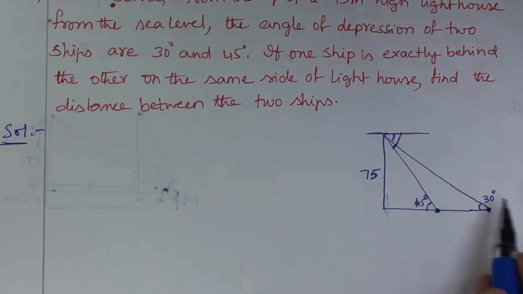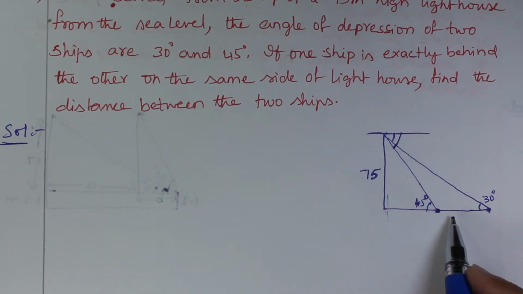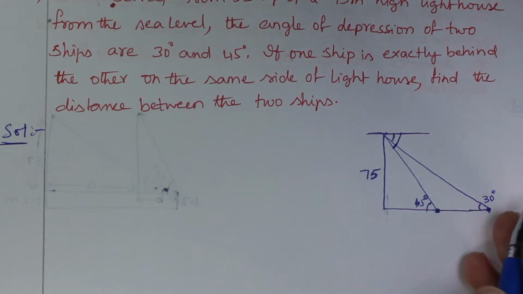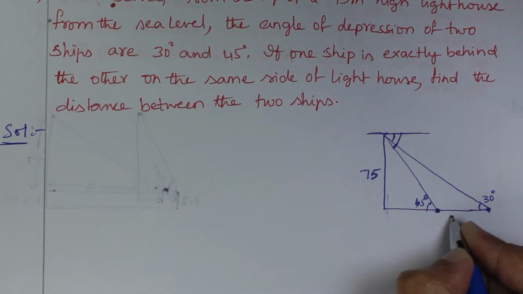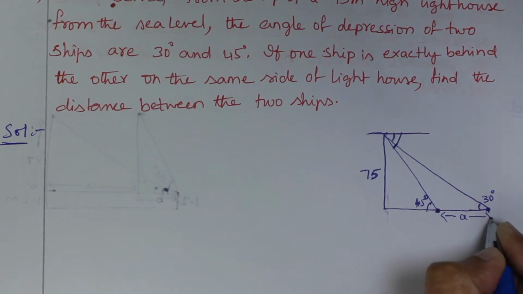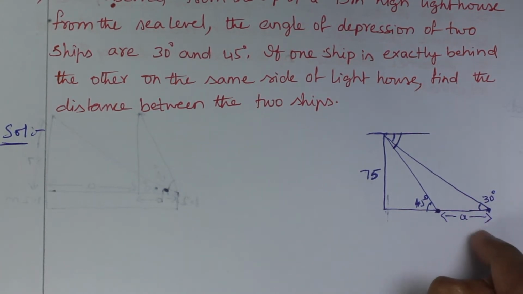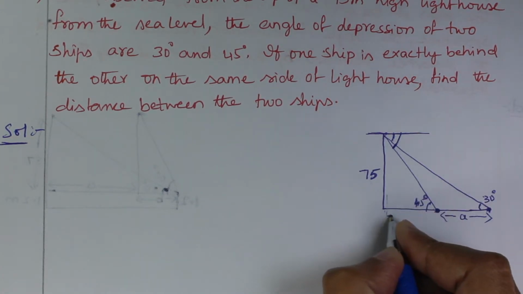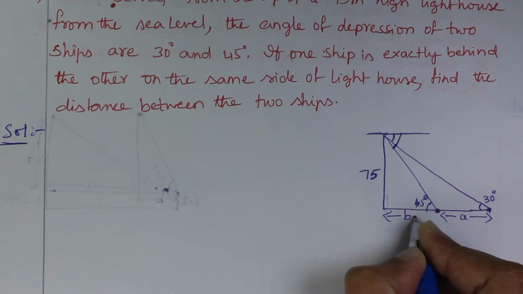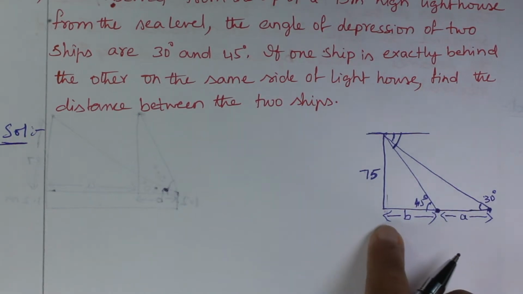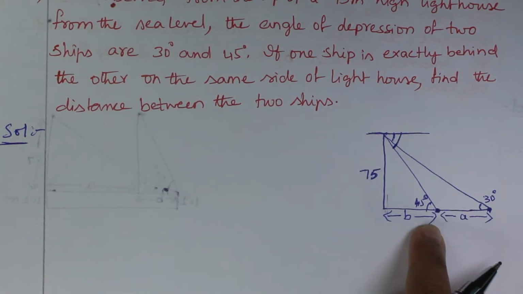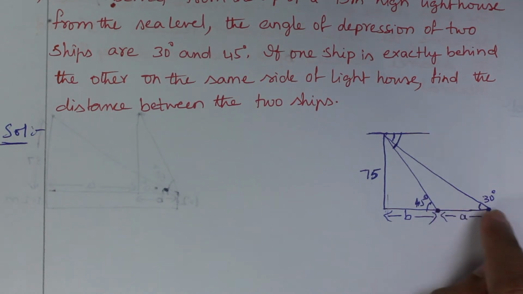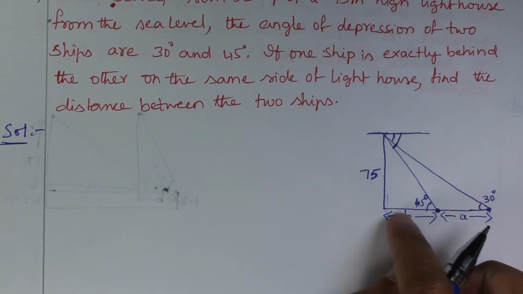Now we have to find out the distance between two ships. Let us assume the distance between the two ships to be A, and this distance, let us assume to be B. So I have assumed the distance between two ships to be A and the distance between the lighthouse and the first ship to be B.